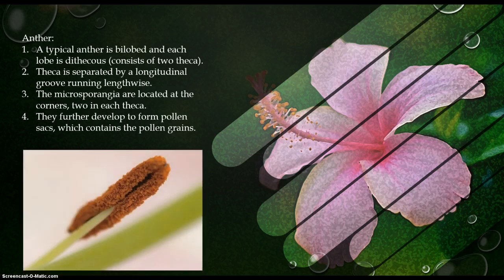You can see in this diagram, this section is known as the anther. It contains two lobes. Each of these lobes contains what? Microsporangia. These microsporangia further develop to form what? Pollen grains.